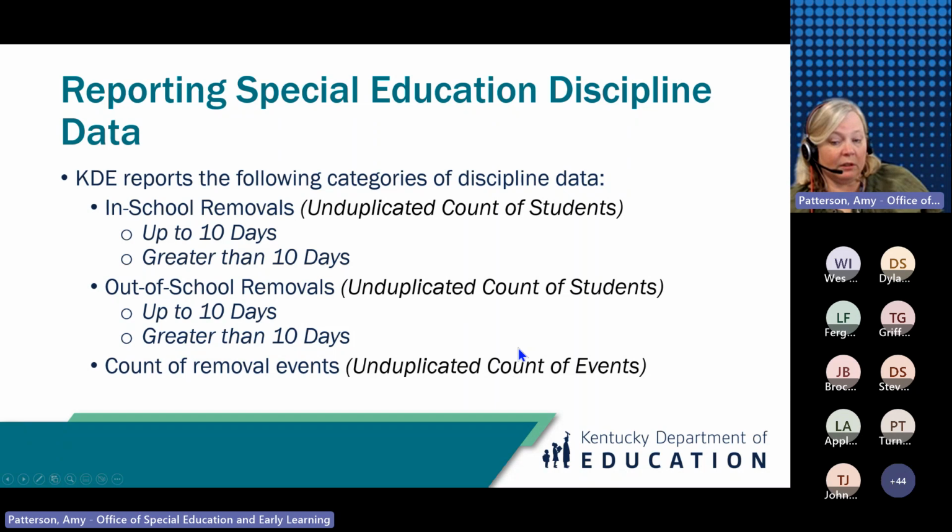And this is cumulative time. So if they were removed one time for 3 days, one time for 5 days, and one time for 7 days, that's going to count as 15 days, even though they were all less than 10. And then the count of removal events is combined. It's not the number of days, but how many events there were where the student was removed, in school or out of school.